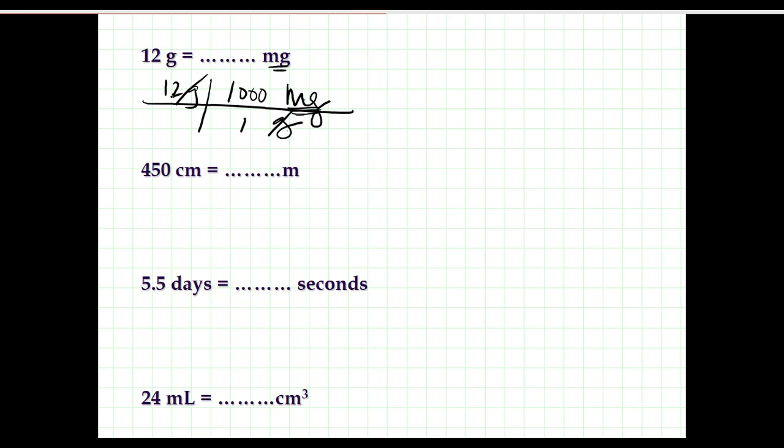So now my math, I'm going to take my 12, multiply everything on the top, 12 times 1,000, and then divide by everything on the bottom. Divided by 1. It doesn't even matter. We can ignore divided by 1. Nothing changes. 12 times 1,000 is 12,000 milligrams. There are 12,000 milligrams in 12 grams. 12 grams is equal to 12,000 milligrams.